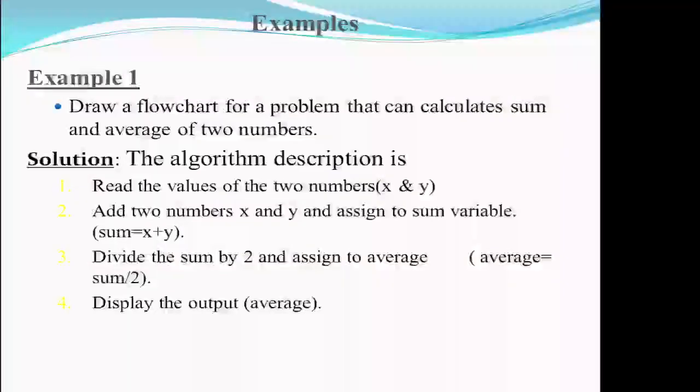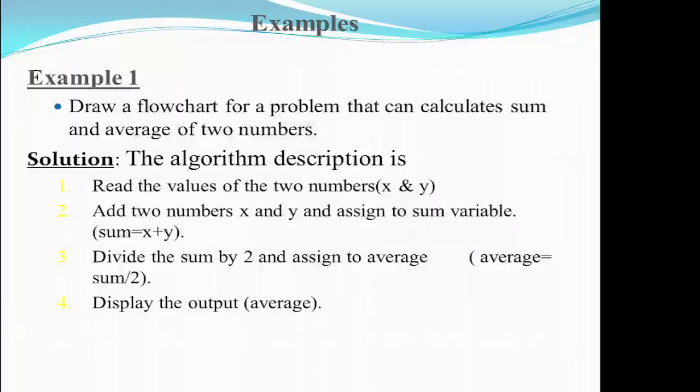For example, example 1: draw a flow chart for a problem that can calculate the sum and the average of two numbers. First of all, we have to take two numbers from the user, then we have to add them, then we have to divide by 2, then we will get the average. Okay, average means that you add the numbers together and then divide by two to get the average.